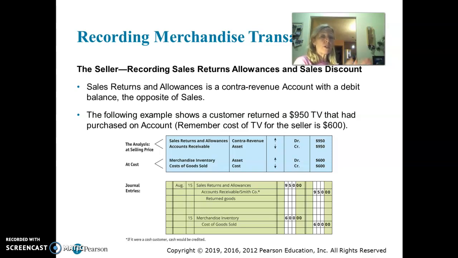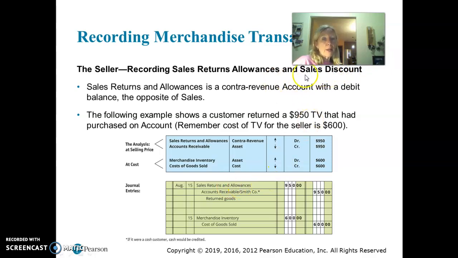Sales returns and allowances only goes from your business, Walmart, your feed store, to the customer. Okay, so it's a separate account just for things that are going to decrease your sales. It's a contra revenue account, and that is the name of the account, sales returns and allowances.